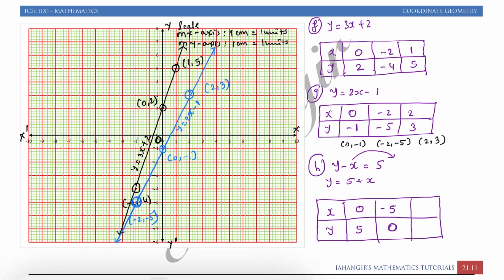Now third value, you can choose anything. Let us take any negative value, or you can take any positive value. If I am taking 2, so x की value is 2. So what I will get? Y की value is 5 plus 2, which is 7. So I can write 7 over here.